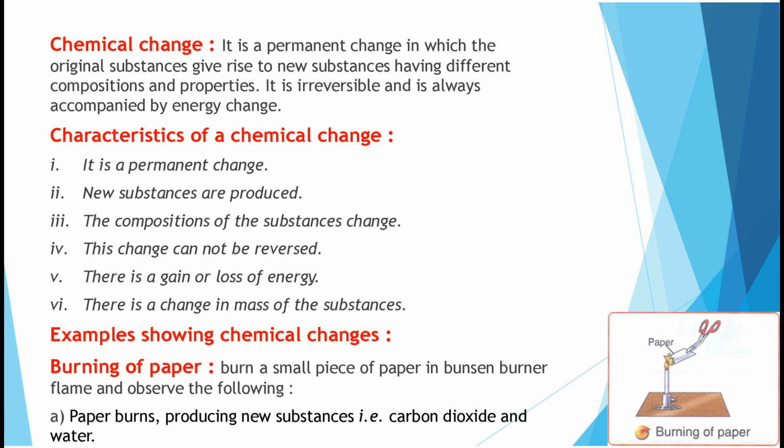There are examples of chemical changes. So first is burning of a paper. Burn a small piece of paper in a Bunsen burner and you observe the following. So we take the paper and we burn the small piece of paper in the Bunsen burner. So what do we observe? We observe that paper burns producing new substances, carbon dioxide and water. We know in a chemical change a new substance will form. So in this change carbon dioxide and water will form.